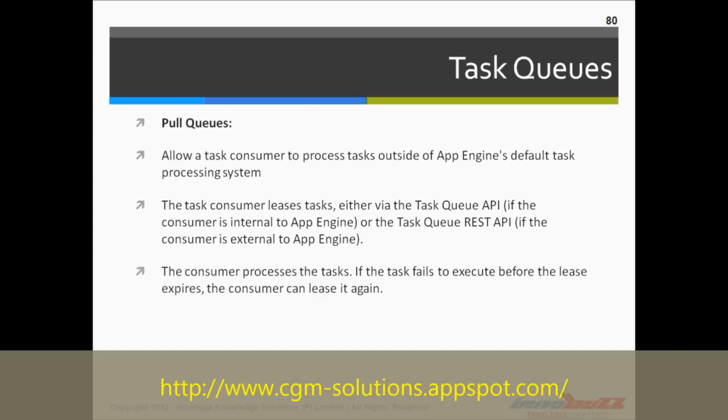The consumer processes the tasks. If a task fails to execute before the lease expires, the consumer can lease it again. Once a task executes successfully, the task consumer must delete it. That is the property of a pull queue. App Engine sends task data to the consumer directly. Define a pull queue in queue.xml. We need to define all our required queues in the queue.xml, similar to push queues.